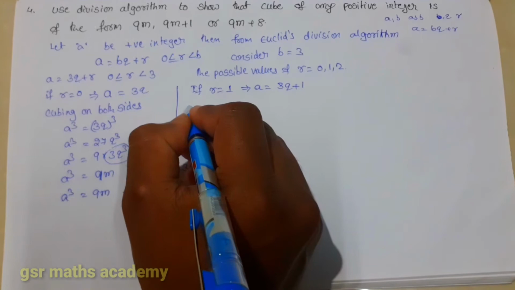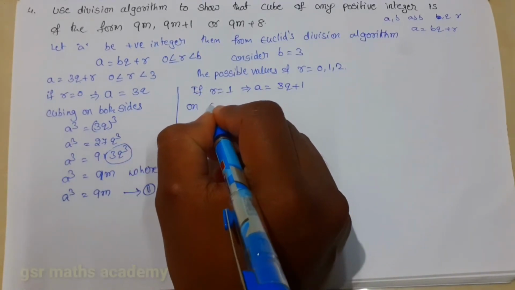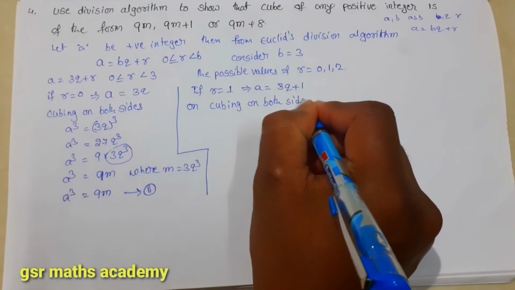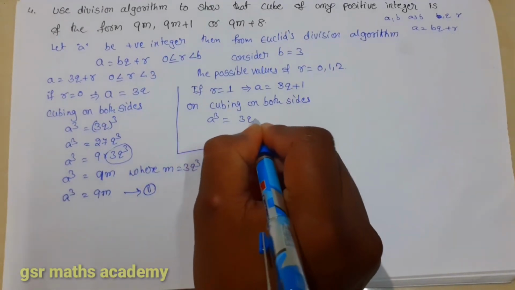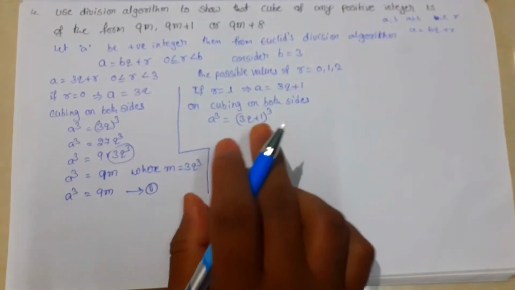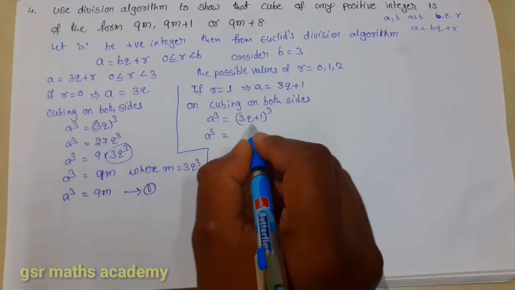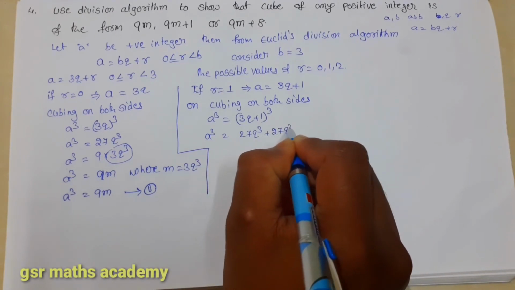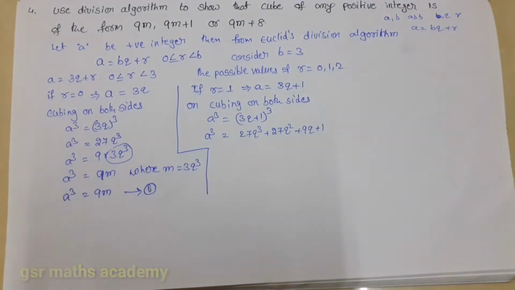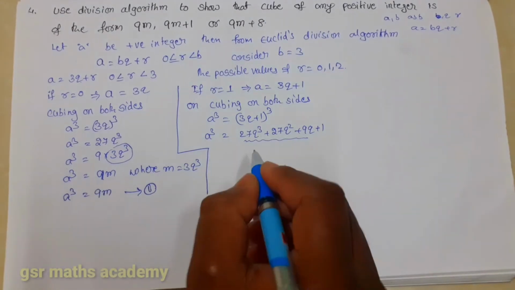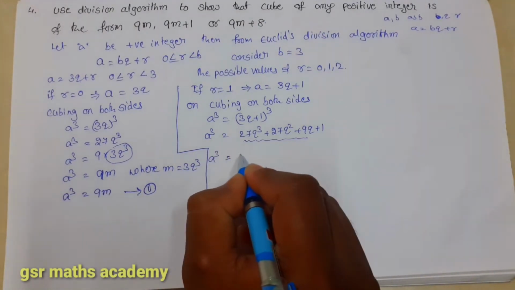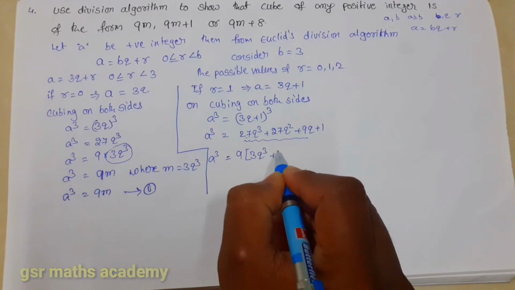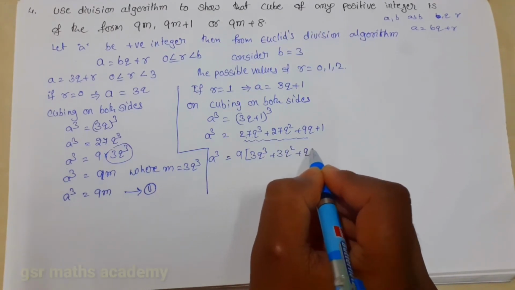For this, I'm applying cubing on both sides. On doing this, we get a cube is equal to 3q plus 1 the whole cube. On elaborating it, this can be written as 27q cube plus 27q square plus 9q plus 1. Now if you observe, from the first three terms we can take 9 as common. That means 9 into 3q cube plus 3q square plus q, plus 1.